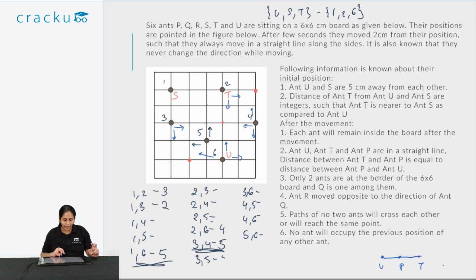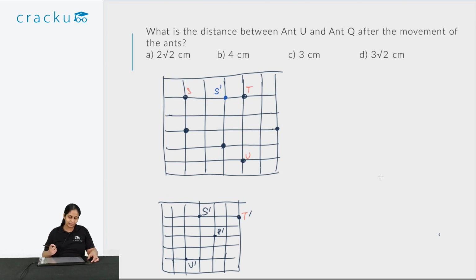So if 5 moves up, he is inside, 3 moves down, again he is inside. So in that case, there won't be 2 ants at the border. So that case is negated. If 5 moves to the left, again 3 moves to the right, again both these ants will be in the interior. So we'll still have only 1 ant at the border. So we can't have that case.